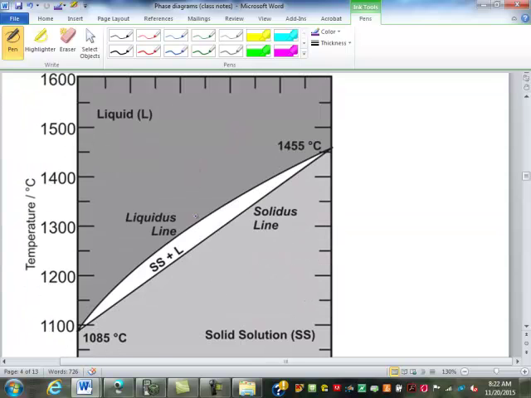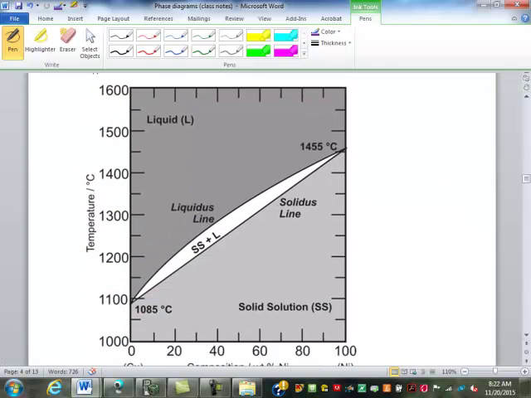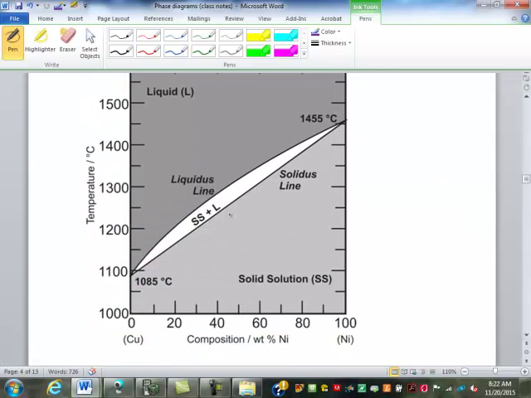Okay, so here is where I was going to go next. This is a copper-nickel phase diagram. This is an alloy. What we were looking at before was called a unary phase diagram. It's a single substance. This is a binary phase diagram. This is an alloy where we're mixing two substances together. On this end of the chart, down here, we have pure copper.